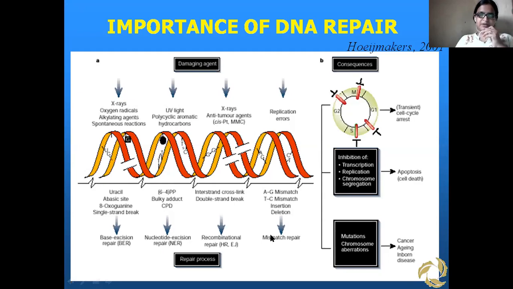And these are the repair mechanisms, that is base excision repair, nucleotide excision repair, recombinational repair, and mismatch repair. Okay, so the damage by X-rays can be repaired by base excision repair. UV light can be repaired by nucleotide excision repair. So these are the repair mechanisms, and these are the different damaging agents, and this is the cell cycle.